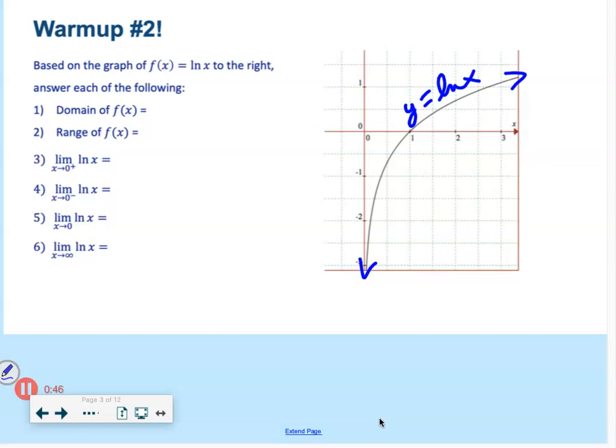The domain of the natural log of x, there is a vertical asymptote here at 0. So what happens is the graph just continues to go down here forever, but it will never actually cross the line x equals 0. So the domain of a natural log is from 0 to infinity, and it would be an open interval because you can't include the 0.